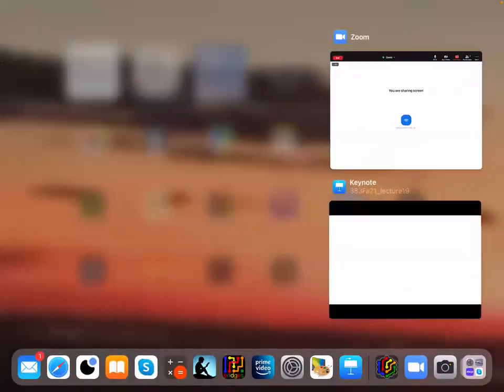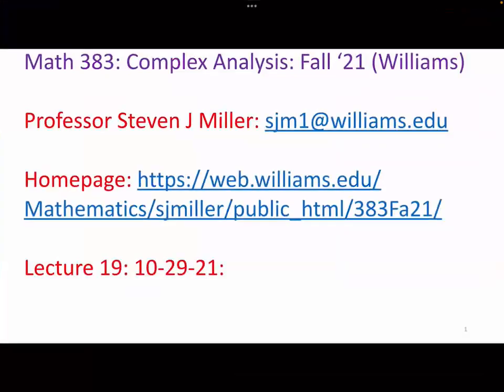Okay. So welcome to Math 383 Complex Analysis. Today we're going to do essentially no complex analysis. What I noticed is a large number of people have never seen a rigorous proof of the fundamental theorem of calculus. And so what we're going to do today is prove the fundamental theorem of calculus and use this as a way to motivate a lot of the results from analysis that we're using in complex analysis.